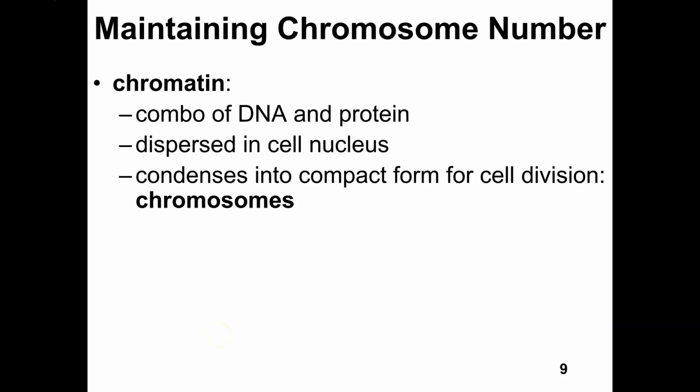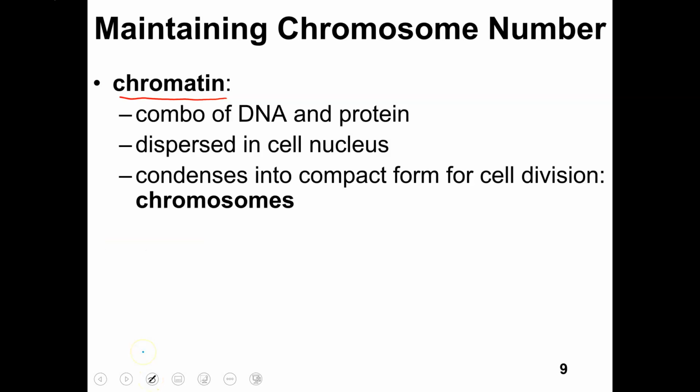Hey everyone, welcome back. We're going to get right into how we help in maintaining chromosome numbers during mitosis. So, a chromosome is a condensed form of nucleic acid DNA that is called chromatin. So, chromatin is the uncondensed form of a chromosome.